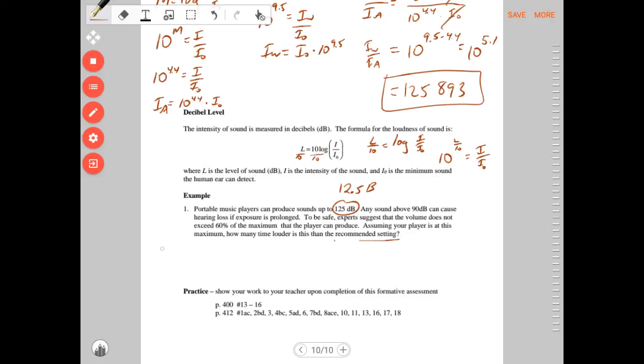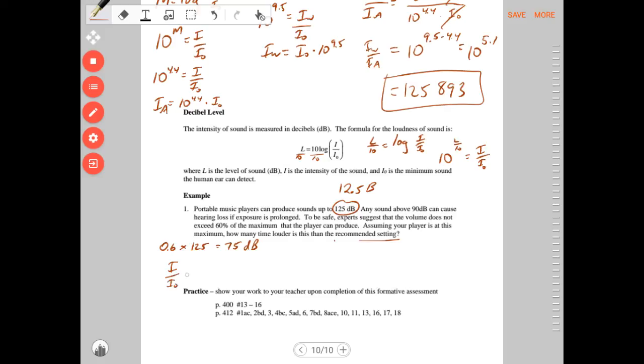So remember, the only useful way to write a percent is as a decimal, so 0.6, and of the maximum sound level, so 125, so that is 75 decibels. So that is what they're saying we should be playing our portable music players at, like our iPads and iPods, especially if you have the earbuds that you're putting in your ears. Okay, so let's just find out how intense that sound is.